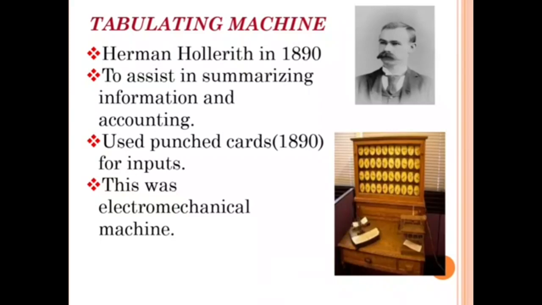Okay, our next device is the tabulating machine. Herman Hollerith introduced this tabulating machine in 1890. It is an electrical device which can store data rapidly in sorted form, that is in an arranged order, either ascending or descending, and analyze information recorded in punched cards. They store it in punched cards to assist in summarizing the information and for accounting purposes.